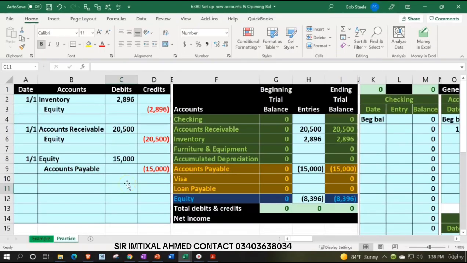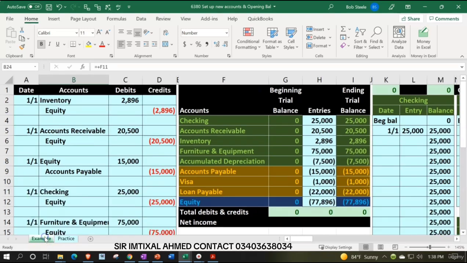In prior presentations, we set up this worksheet from a blank sheet and are now entering transactions into it. If you have access to this worksheet, there's two tabs down below, Example and Practice. The Example tab, in essence, being an answer key. Let's take a look at it now.